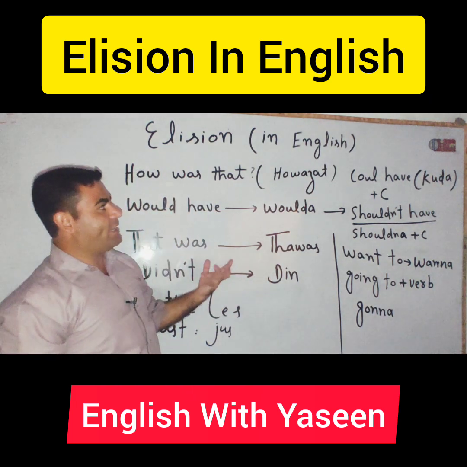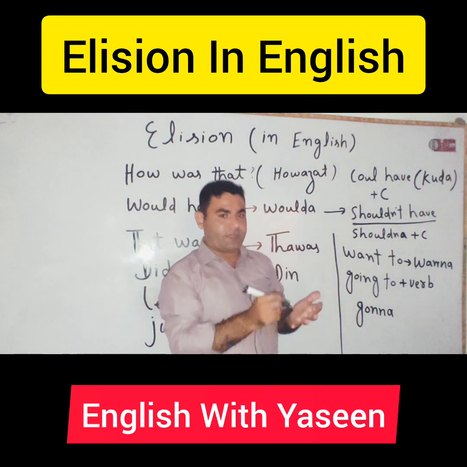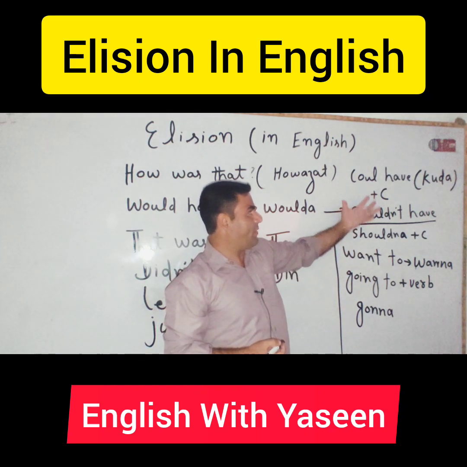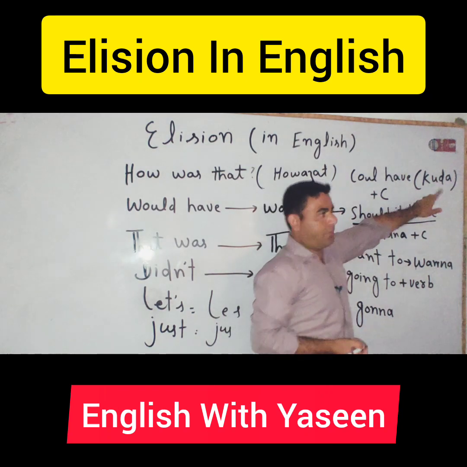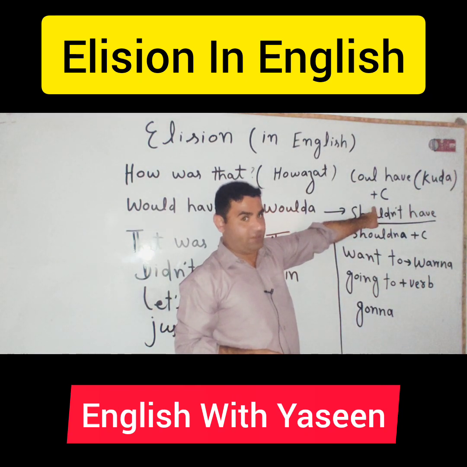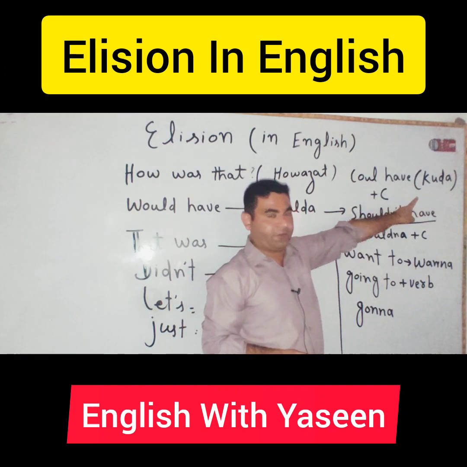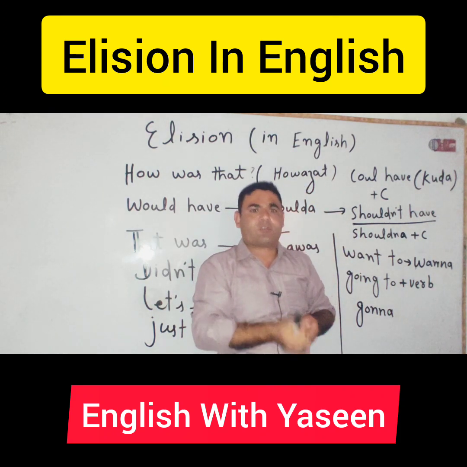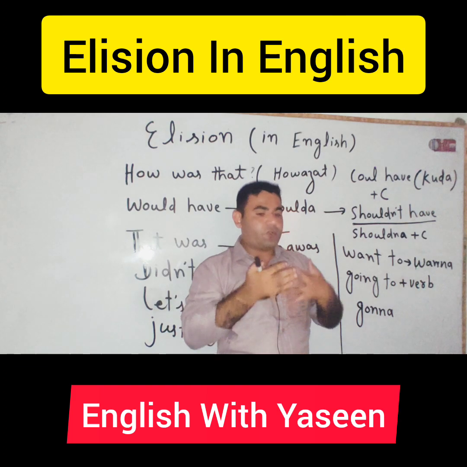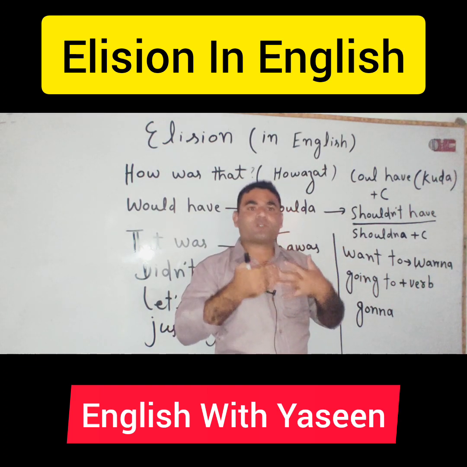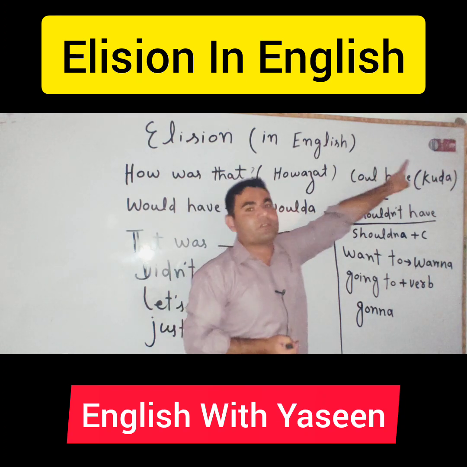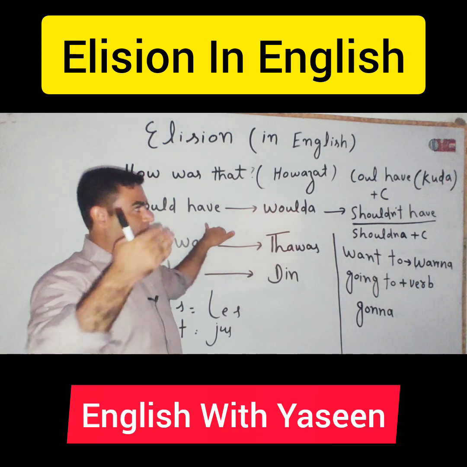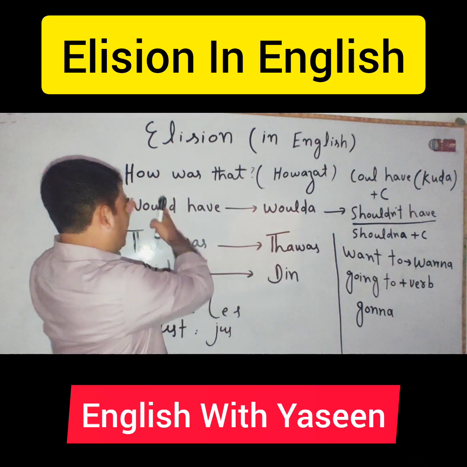Then elision also applies to modal verbs with have: could have, should have, would have. When you use these modal verbs with have, you can say "coulda." But if there is a vowel, then you will say "could have," right? For example, someone dropped a cat, and it was easy. So you say, "You could have taken it." Instead of "you could have taken it," you can say "you coulda taken it," right? Then "would have": as I gave you the example of could have, you can use the same.